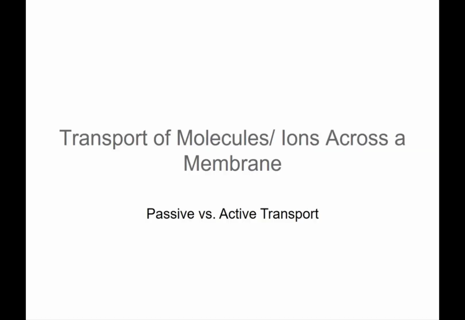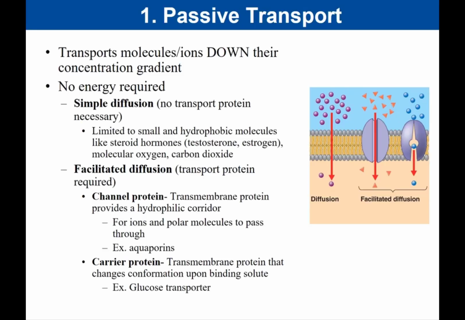And we're going to start by talking about transport of molecules or ions across the membranes. So how do things actually get into or out of the cell? So the first type of transport is referred to as passive transport. And it's passive because no energy is required. This is used for the transport of molecules or ions down the concentration gradient. And remember that means moving things from a high concentration to low.